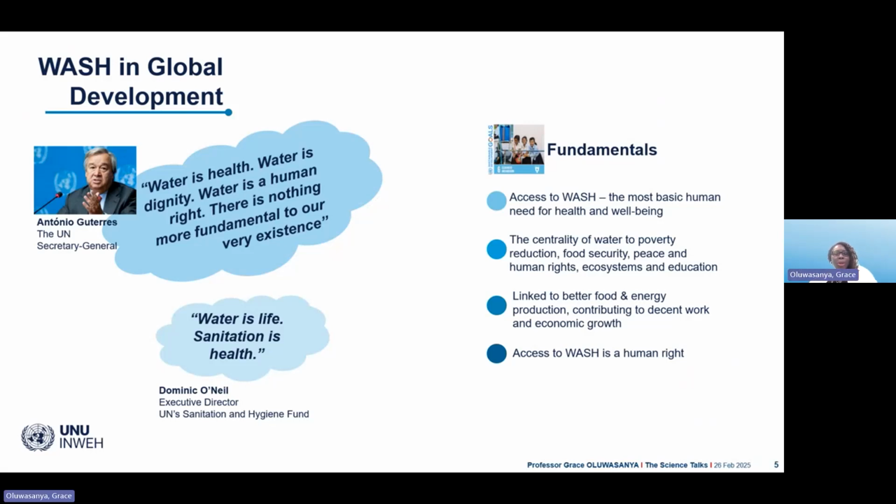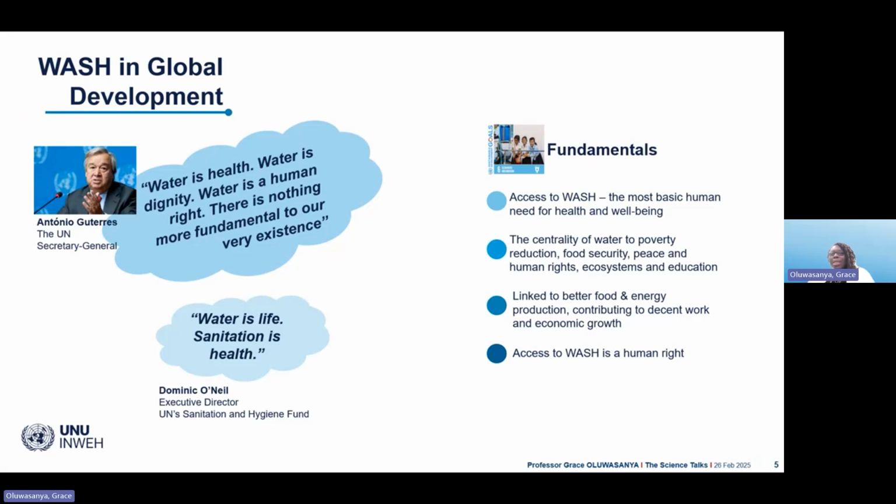The Executive Director, UN Sanitation and Hygiene, introduced the angle of sanitation by saying, water is life and sanitation is health. I believe you will agree with me that is also on point. So in terms of the fundamentals, just as in the quote, access to WASH is the most basic human need for health and well-being. We cannot stress that enough.